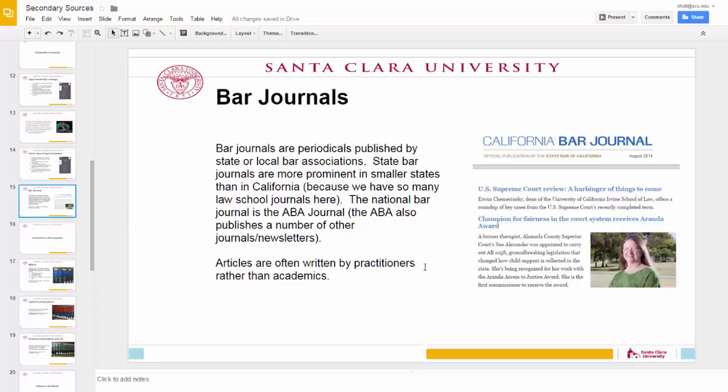Okay, bar journals are periodicals published by state or local bar associations. State bar journals are more prominent in the smaller states than they are in California, and the reason for that is because we have so many law schools here in California. The ABA does have its own bar journal called the ABA Journal. It also has a number of journals and newsletters that are published by their committees. These tend to be more practice-oriented, more practical than many of the topics that are going to be taken up in student-edited law reviews.